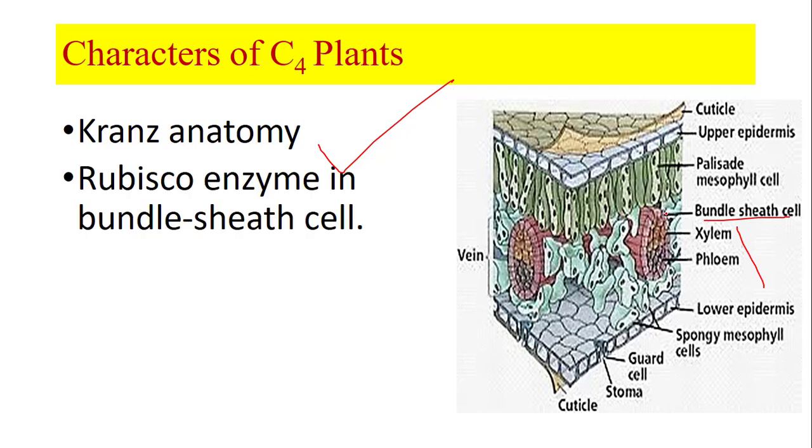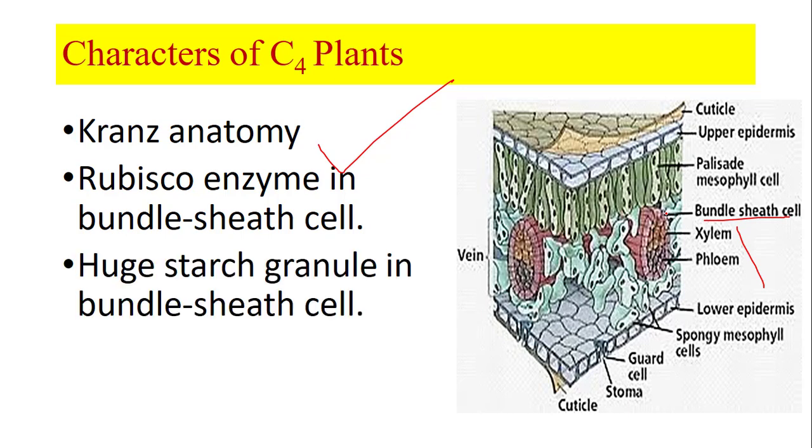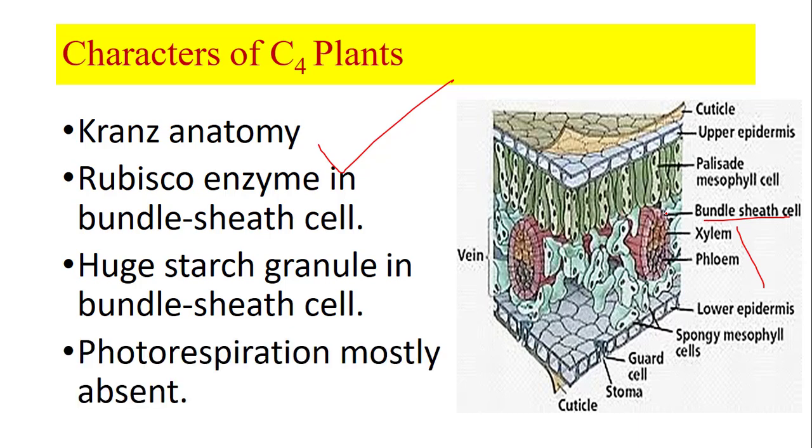Rubisco enzyme in bundle sheath cell. Rubisco enzyme is present in bundle sheath cell. Huge starch granule in bundle sheath cell. Huge starch granule is formed in the bundle sheath cell by photosynthesis. Photorespiration is mostly absent in these C4 plants. In C3 plants, photorespiration is also a very important process.